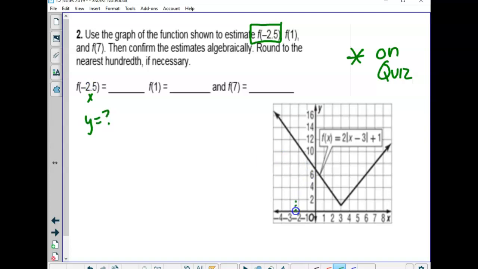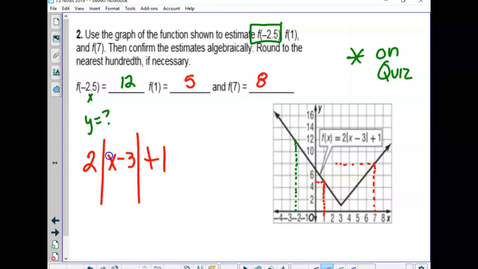So it wants to know the y value that goes with that. So if I go over here to -2.5, what y value do you want to call that? 12? Does that seem okay? 12 or 11? I don't know. It's hard to tell. Okay. f of 1 would be when x is 1. What y do you think that is? And f of 7, when x is 7, what y do you think that is? Now, the equation is 2 absolute value of x minus 3 plus 1.